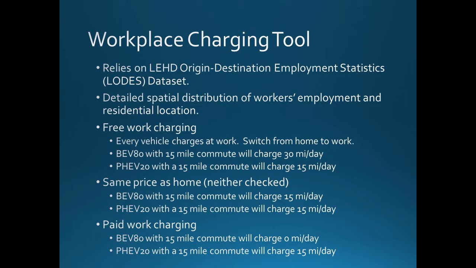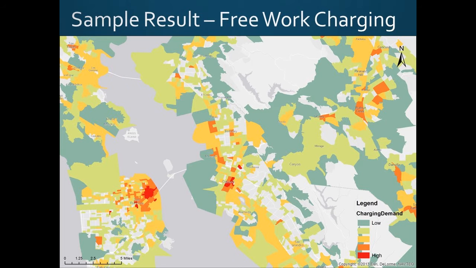But if it's paid, you'll see that the person who can complete their journey all on home electricity will not charge at all, and the PHEV 20 with a 15-mile commute will still charge 15 miles per day because it's still cheaper than gas. So you see this makes a lot of difference depending on your battery size, and what you put in for your batteries will change your scenarios and the need for charging. What you get is a number of charges by census block group, or you can get the number of kilowatt hours expected in these zones.